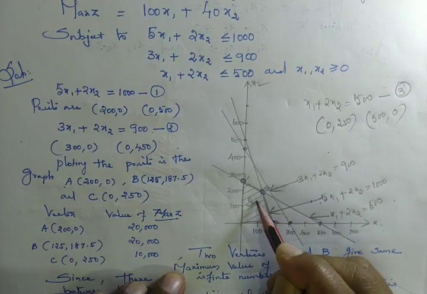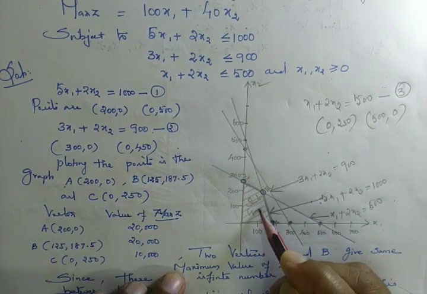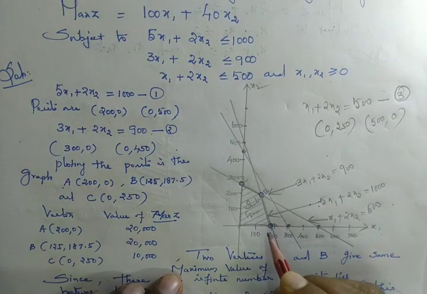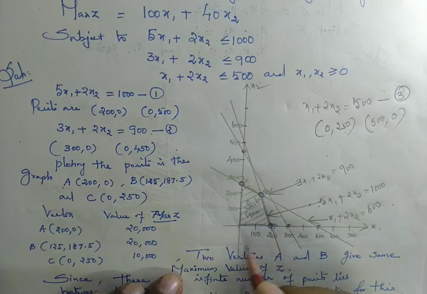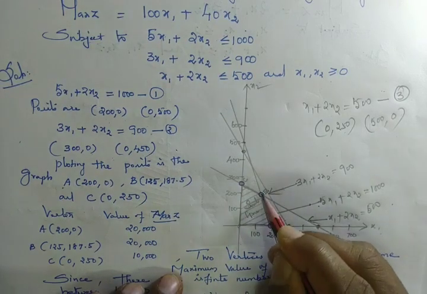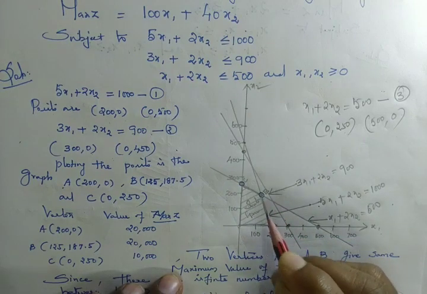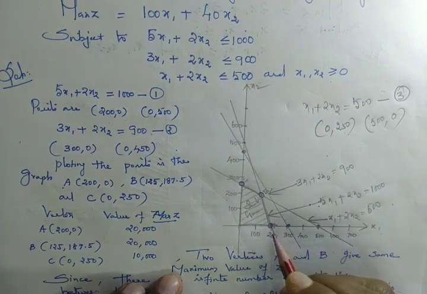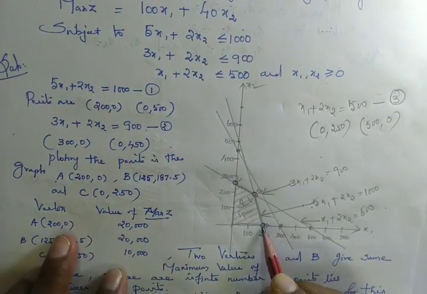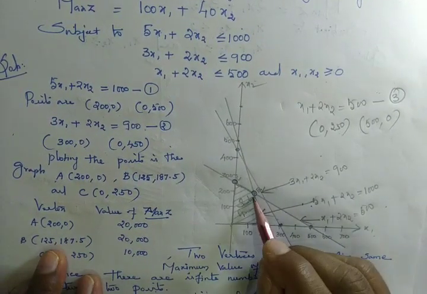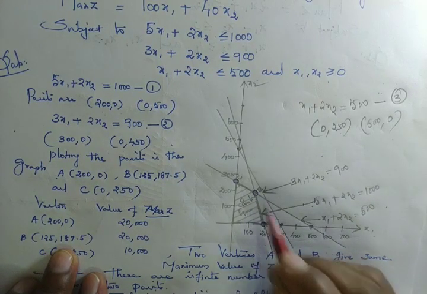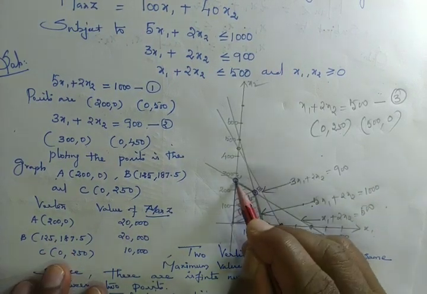This is called the solution space. After finding the solution space, you consider the intersection points on the boundary. So now we have three points: A is (200, 0), B is (125, 187.5), and C is (0, 250).